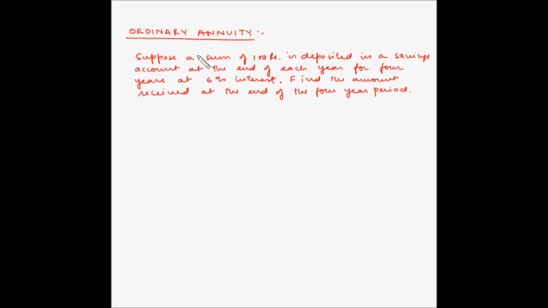So let's first consider ordinary annuity, and let's take an example to understand this in detail. So suppose a sum of 100 rupees is deposited in a savings account at the end of each year for 4 years at 6% interest. Find the amount received at the end of the 4-year period. So let's draw the time scale. This is 0, 1, 2, 3 and 4.